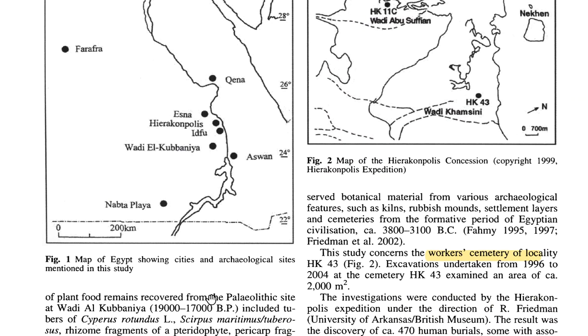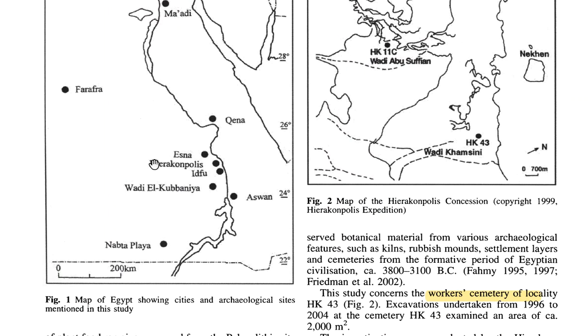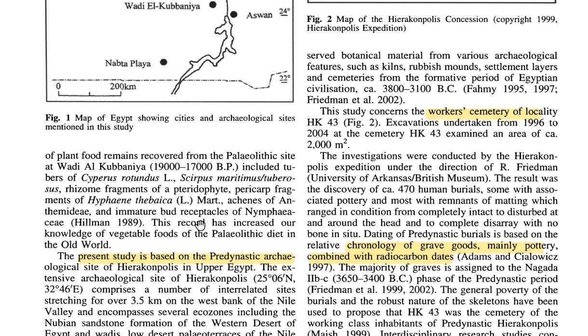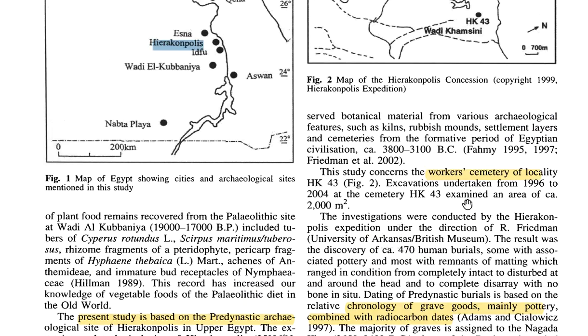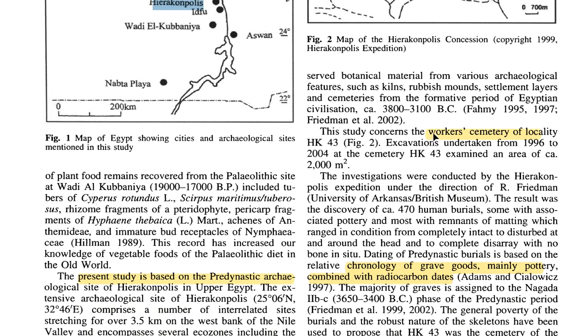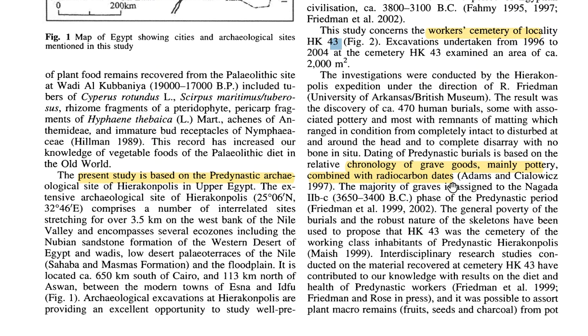And then you get a map. We've looked at where Hierakonpolis is before in the lectures. Then it talks about what this study is going to do. It's based on the pre-dynastic archaeological site of Hierakonpolis in Upper Egypt. And then it talks a little bit about the cemetery and where it is. This study concerns the worker cemetery in cemetery number 43, and the excavations took place at this point.